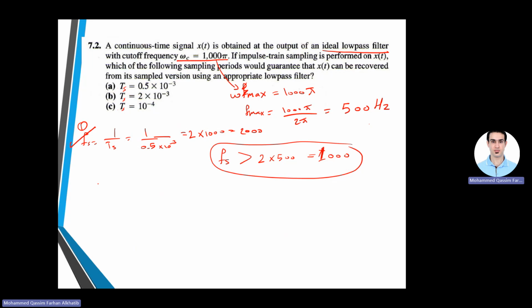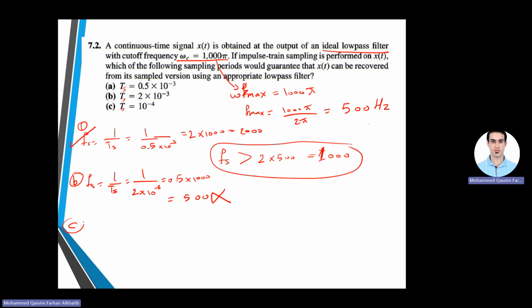Second question, B. So that's A, B. Fs, 1 over Ts, 1 over 2 times 10 to the negative 3. So I have 0.5 times 1000, 500. I will not get a good reconstruction. Why? Because I'm sampling at less than this condition. I need to sample at least larger than 1000.